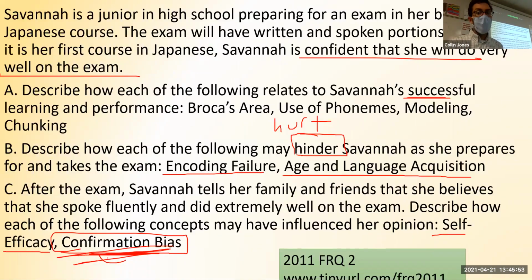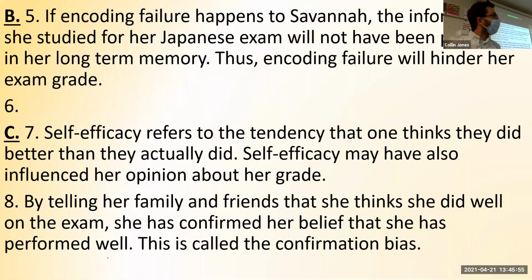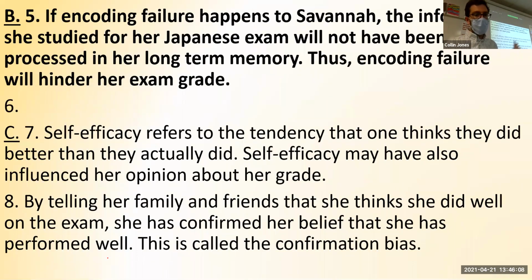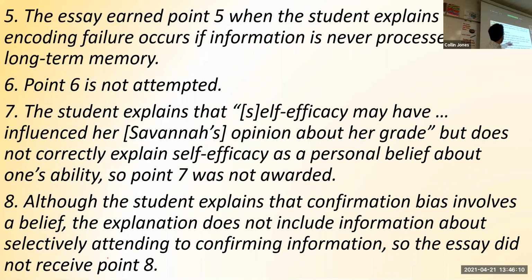which was what? Age and language acquisition. Man, all she had to do was say that like little kids are better at learning language than older kids. So y'all always try the free response, even if you're not confident about it, because you never know. It could just be a common sense thing. She did not get point 7 because she did not explain that self-efficacy is your personal belief about your abilities. And she did not get point 8 because she did not talk about how confirmation bias is when you only pay attention to confirming information.